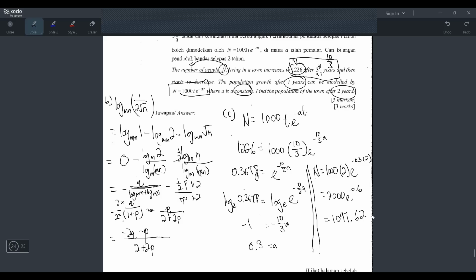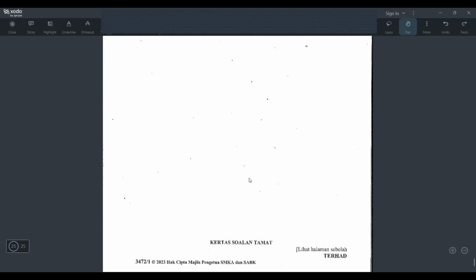But since I'm finding population, which means the number of people, what do you think? 1097.62 is, if we were to estimate the number of people, we can write 1098, because when you round this off, the number of people is 1098. So that's the approximate amount. The approximate amount is 1098.